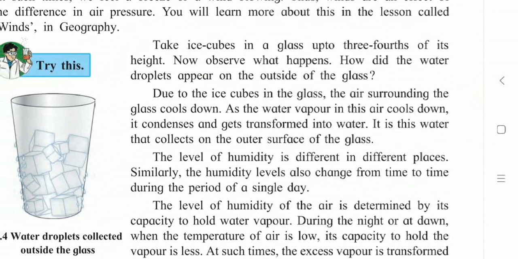Because due to the ice cubes in the glass, the air surrounding the glass also cools down. As the water vapor in this air cools down, it condenses and gets transformed into water. It is this water that collects on the outer surface of the glass.